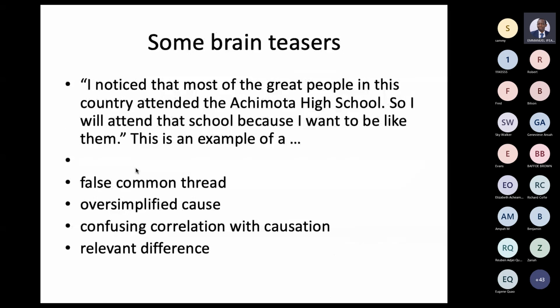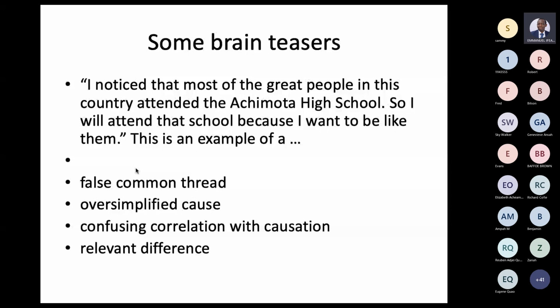Okay, so a little exercise again for our relaxation. I noticed that most of the great people in this country attended Achimota High School. So I will attend that school because I want to be like them.